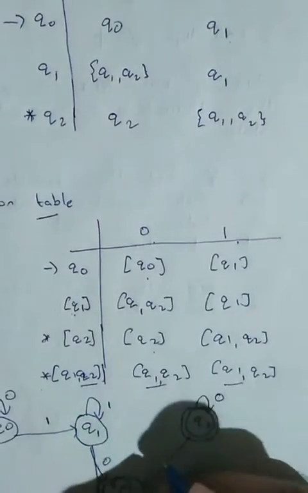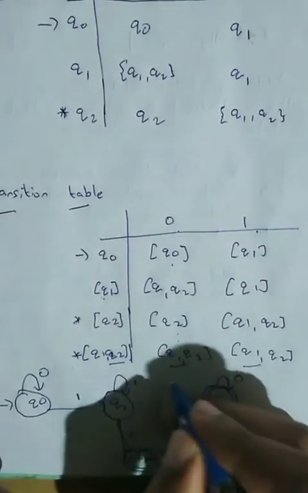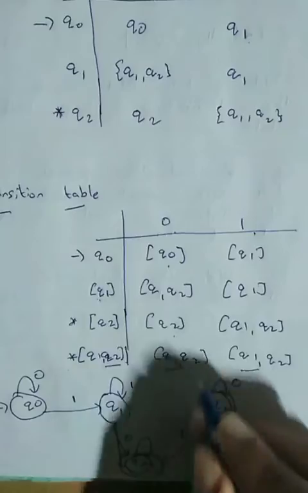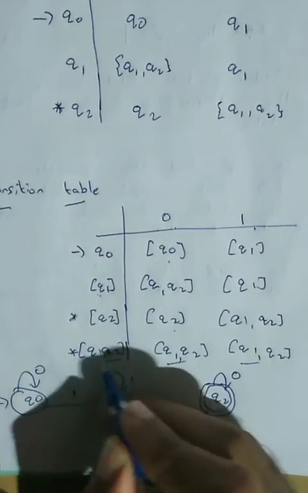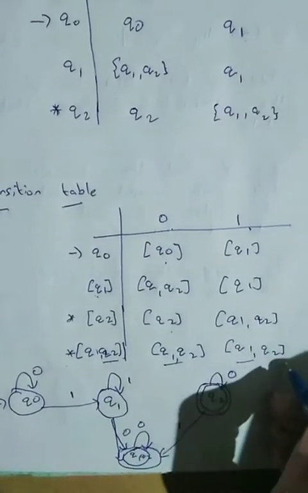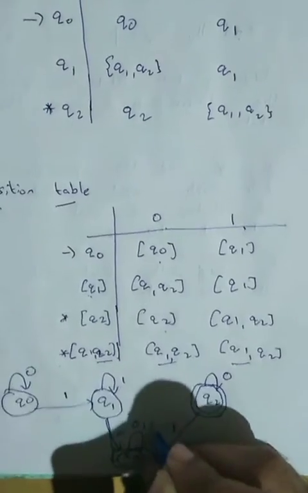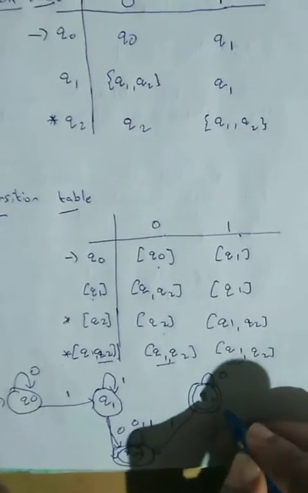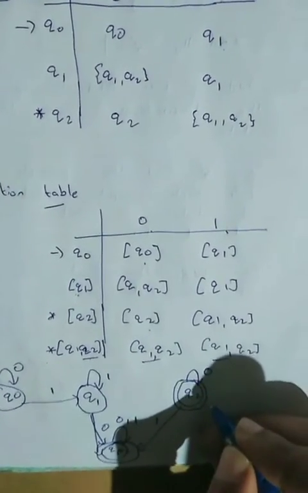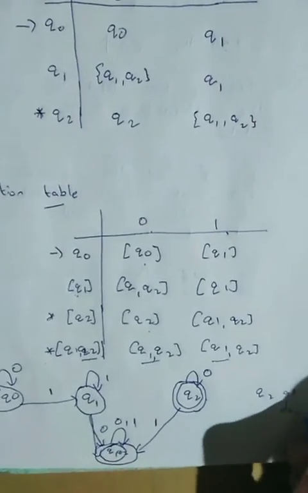q1 comma q2 with input 0 goes to itself, so it is a self loop of 0. Again q1 comma q2 with 1 as the input goes to q1 comma q2, so both 0 and 1 are self loops of q1 comma q2. As there was no connection for q2 from q0, we have to consider q2 as a dead state.